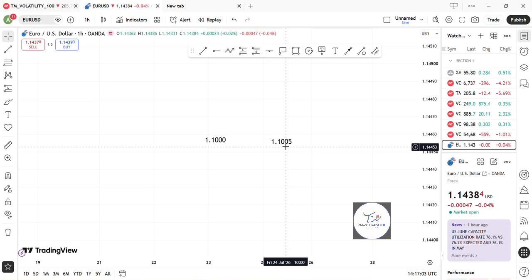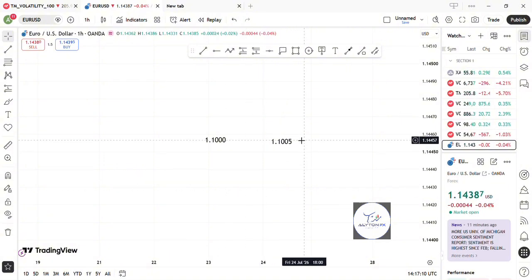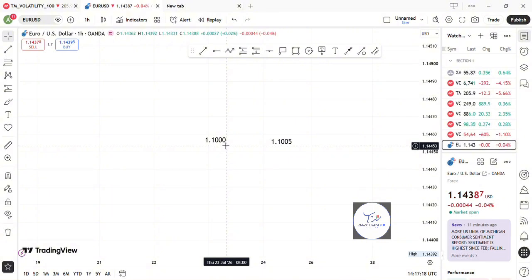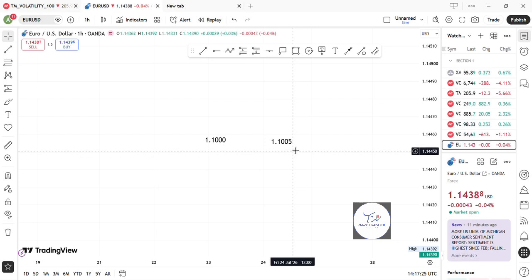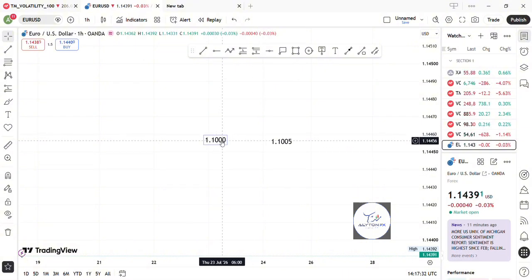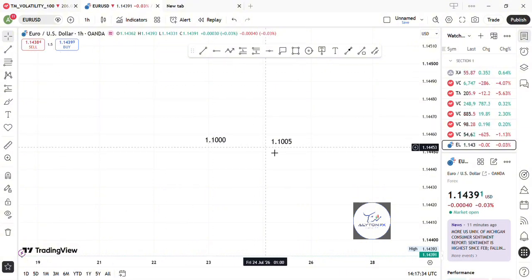Pip is always calculated after the decimal point. The fourth digit is where the pip is being calculated. So after the decimal point, 1, 2, 3, 4. So the price increased from 1.1000 to 1.1005. This means that the market increased by 5 pips profit. That's how pips are calculated in major currencies, for example Euro USD.